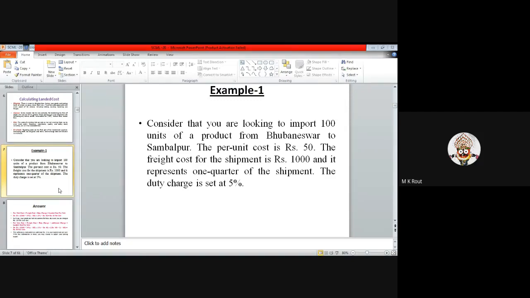I repeat the example. Consider that you are looking to import 100 units of a product from Bhubaneswar to Sambalpur. The per unit cost is 50 rupees. The freight cost of shipment is 1000 rupees and it represents one quarter of the shipment. The duty charge is 5%. How will you calculate?